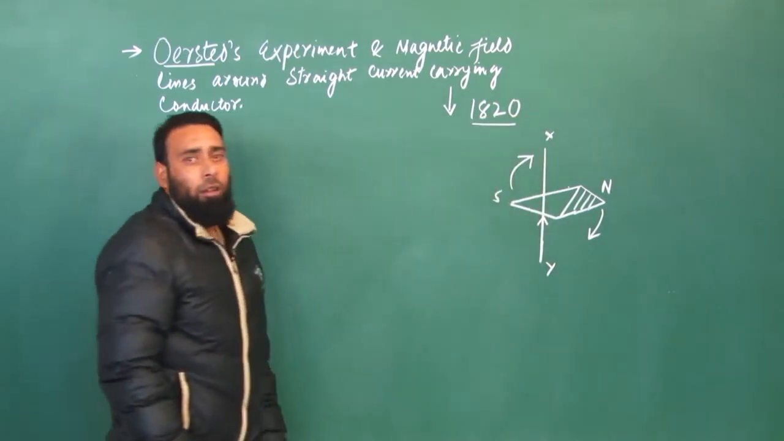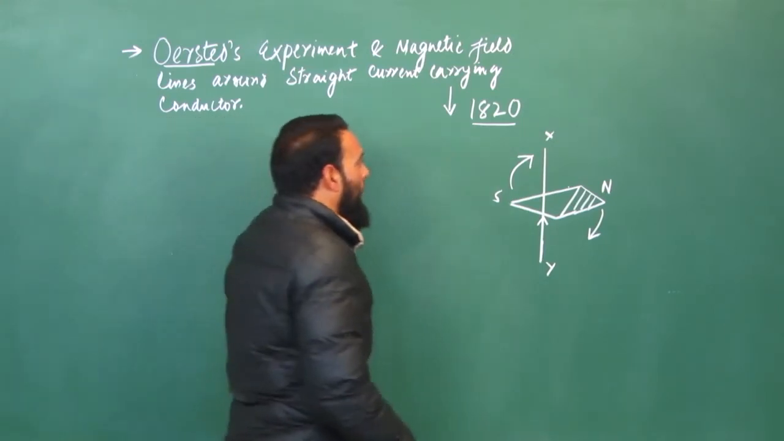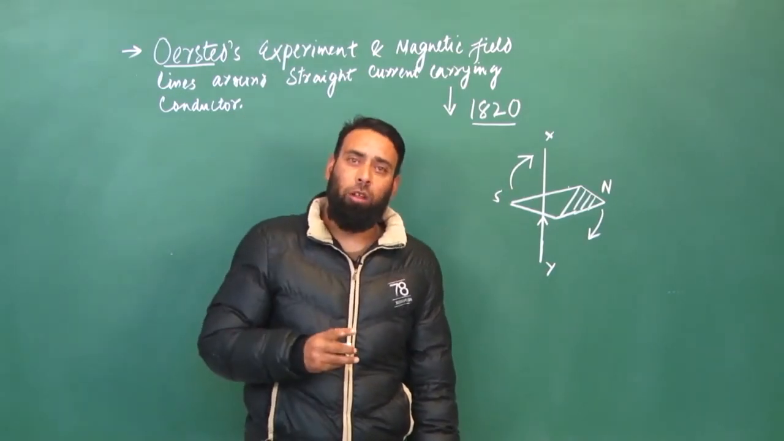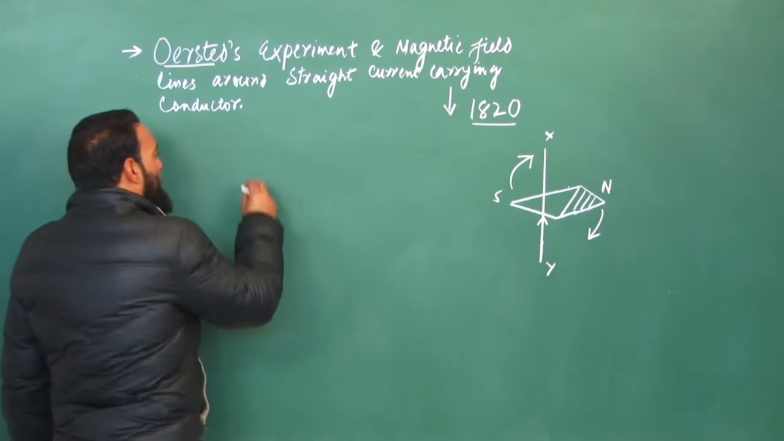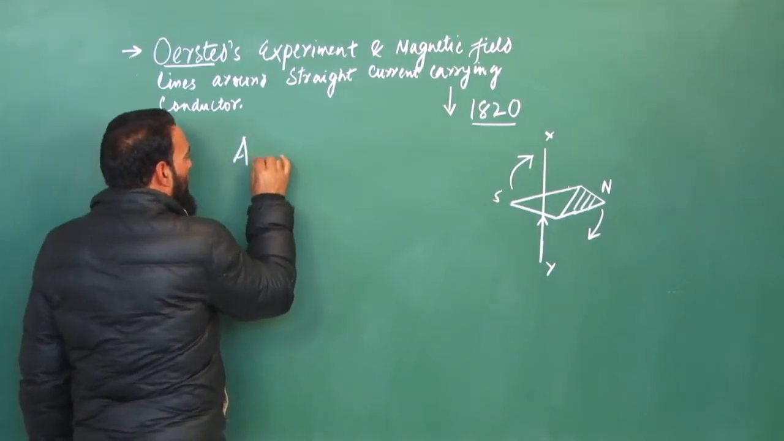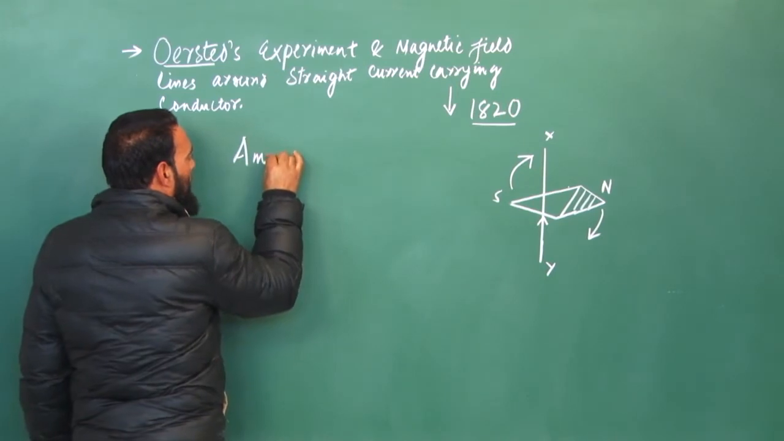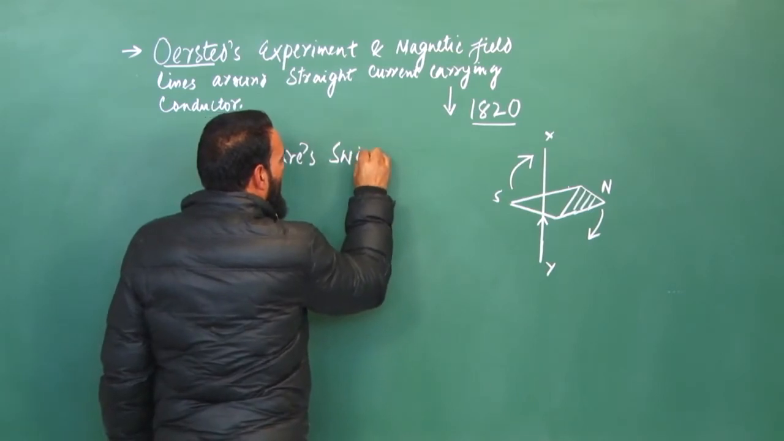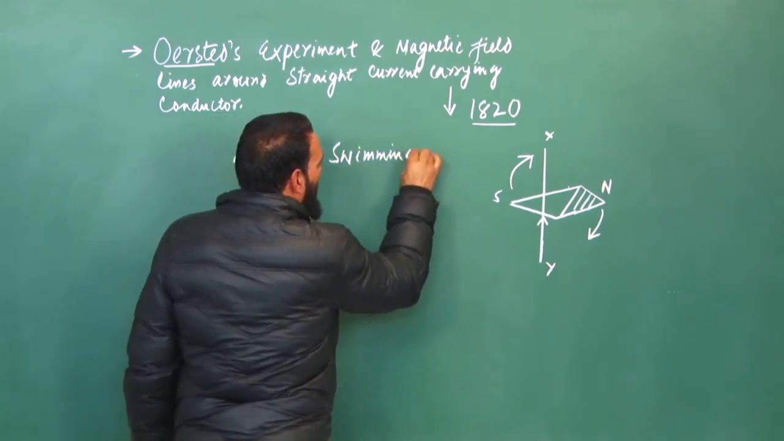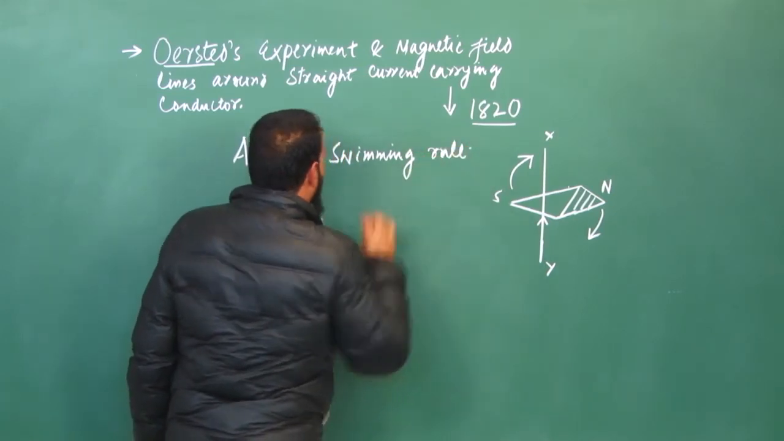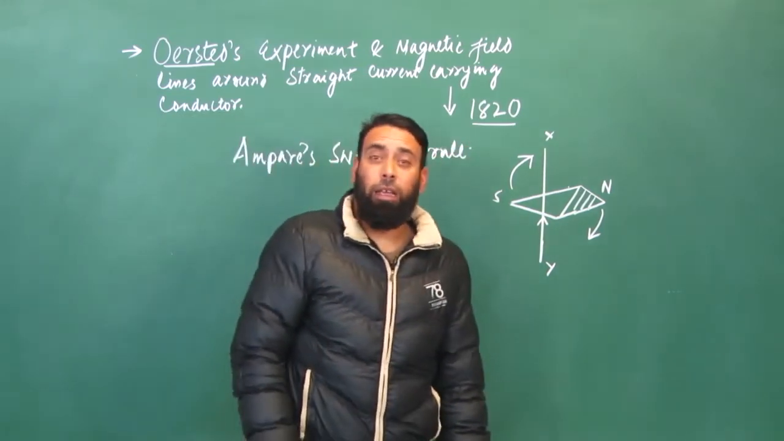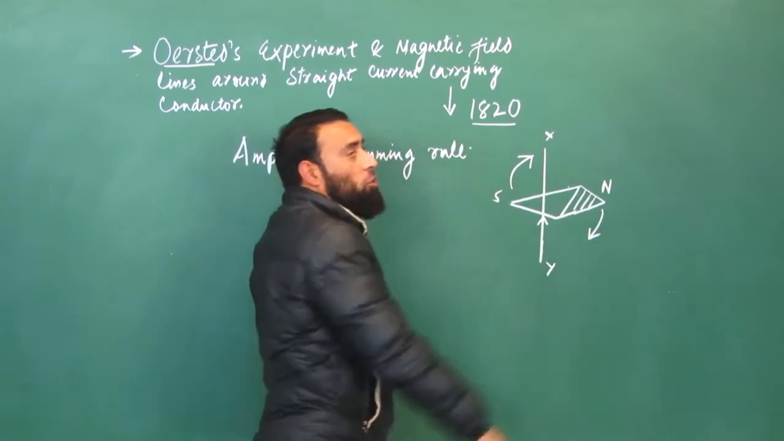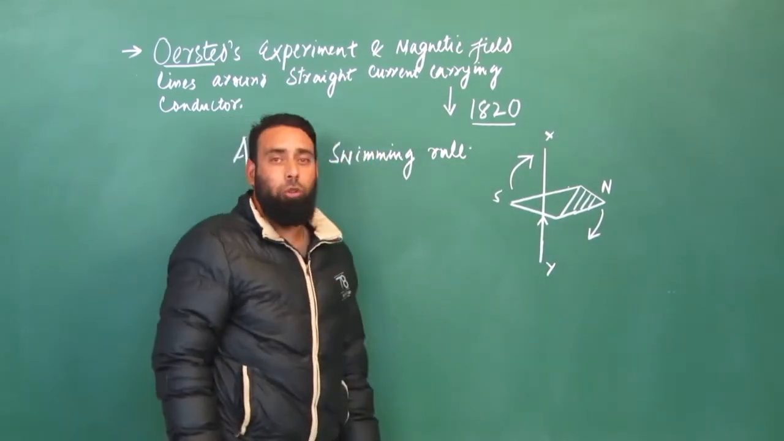Later on, another scientist known as Andre Marie Ampere gave a rule. That rule we call Ampere's swimming rule. This rule was given by Ampere in order to find the direction of the deflection of the needle when a current is flowing through the conductor.